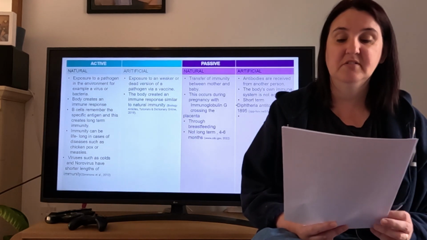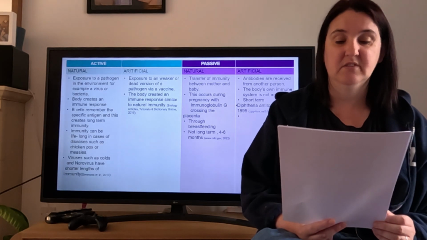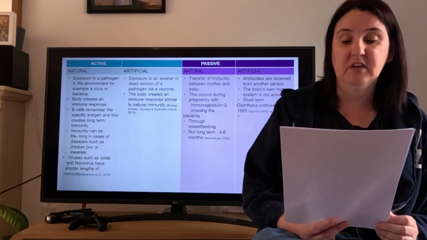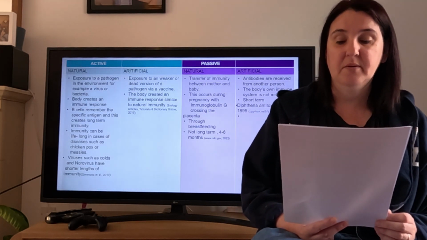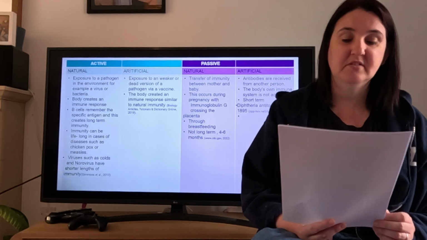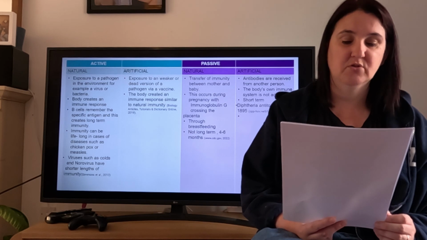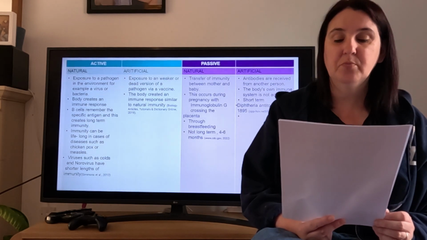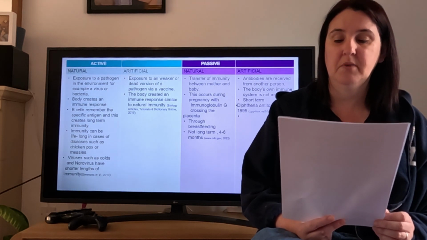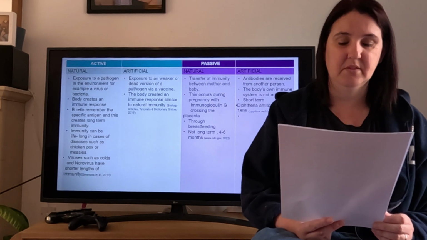Passive immunity can be subdivided into natural and artificial. Natural passive immunity occurs when antibodies, in particular IgG, cross the placenta in utero. Immunity is also passed between mother and child during breastfeeding. Natural passive immunity is not long-term and lasts approximately 4 to 6 months.